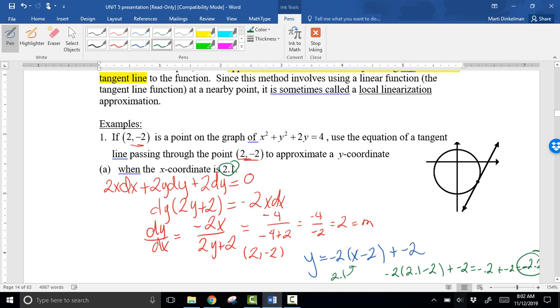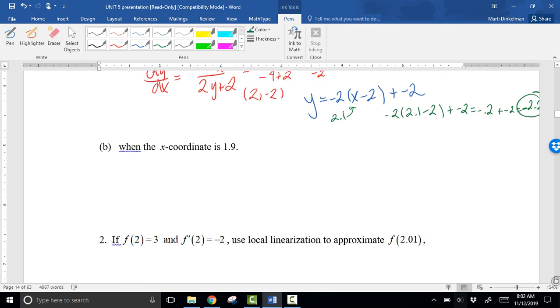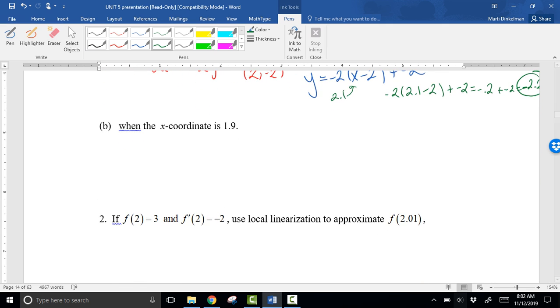Okay, so again, just to recap the steps, we found the derivative so that we could find the slope of the tangent line. We wrote the equation of the tangent line, and then we just plug in that x-coordinate that they want us to. All right, let's continue on. And we're going to do when the x-coordinate is 1.9 for part B here. Now you'll notice that, at least here, Gary picked numbers that were close to 2 because that's the x that we approximated the tangent line at. So we would want to make sure that we stay really close to 2 for our approximation to be a good one.